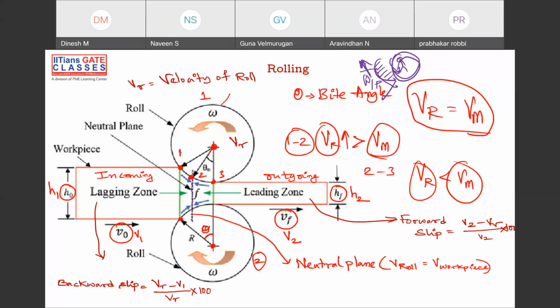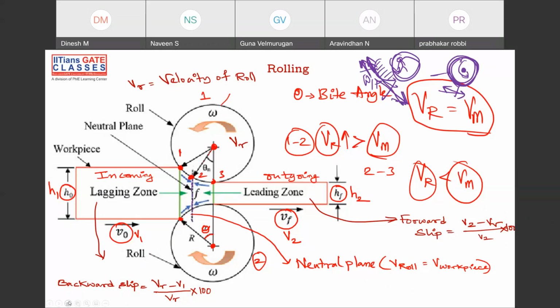Guys, are you getting my point? The roller is rotating very fast, you're sitting on the roller and you're seeing the workpiece, even though the workpiece is moving forward. But as the roller moves faster, you see that the workpiece is going back. Yes or no? If the workpiece is going backwards, the friction will be in the forward direction. Am I right? The workpiece is going backside, in the sense the friction on the workpiece will be in the forward direction. Is that right? Yes.